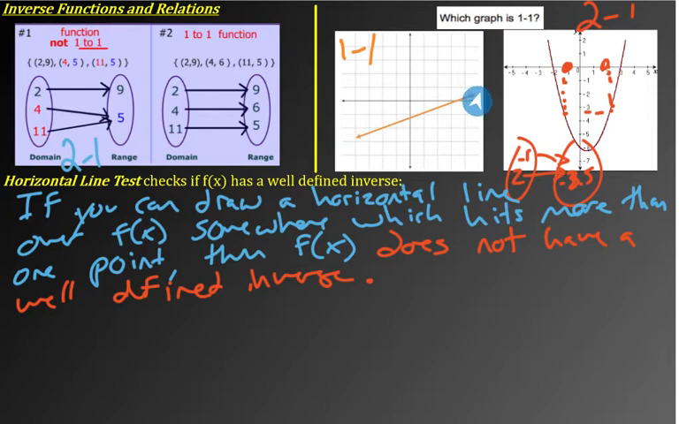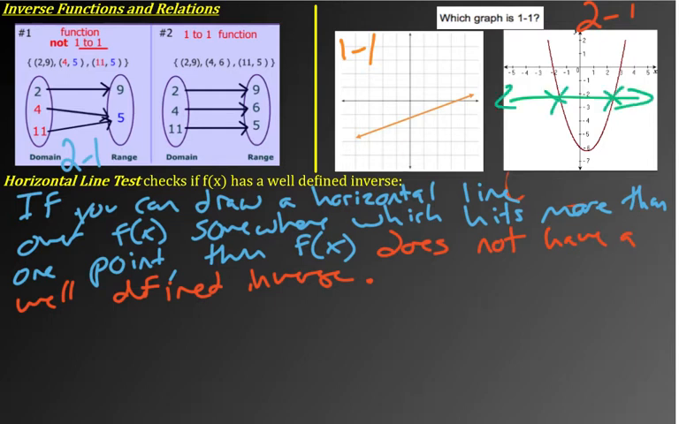So, diagonal lines, they're going to be fine. Horizontal lines would not be. They're actually the worst for this test, just like vertical lines were the worst for the vertical line test. So this thing is fine for the horizontal line test, but let me clear this up a little bit. But this thing, I can draw a horizontal line there, and I hit 2 spots. So this thing fails the horizontal line test. And that means this is true for any quadratic, they're not going to have what we call well-defined inverses. So what is that?